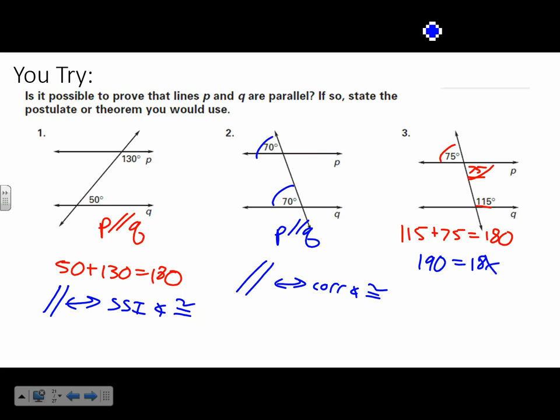Whoops, I put the X too soon. So we came really close, but they do not add up to be 180. They are not supplementary, so not parallel.